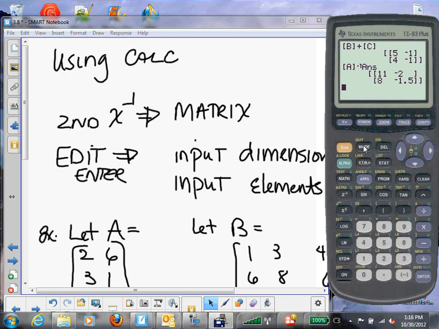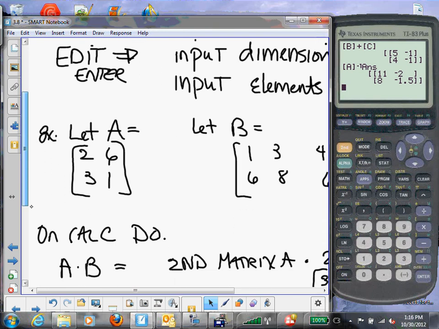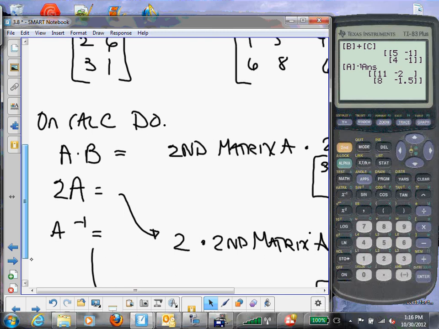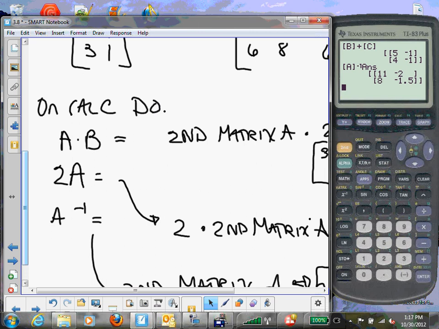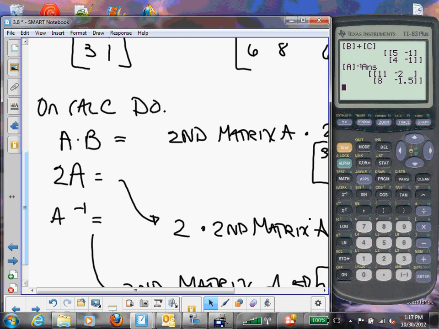Okay, so let me see what we have here. What I want to do is multiply. Remember, with matrices, it's really important that you get the order correct. If I want A times B, then I have to tell the calculator the A matrix goes first, times the B matrix. So I don't need to edit anymore. All I need to do is tell it that I want to use my A matrix and then my B matrix.